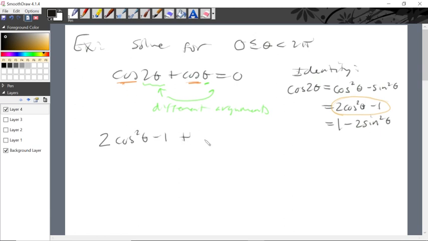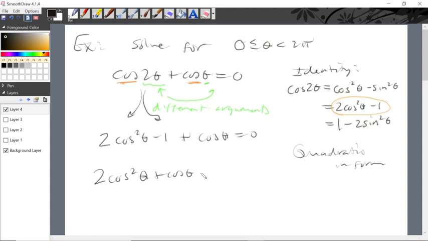And then we continue with our plus cosine theta equals 0. So we did a substitution here with a double angle identity. And then we notice we have a quadratic in form, another one of these quadratic in form equations. So let's write it in the standard form: 2 cosine squared theta plus cosine theta minus 1 equals 0. And then let's go for factoring or the quadratic formula. Again, I'm going to go for factoring here.